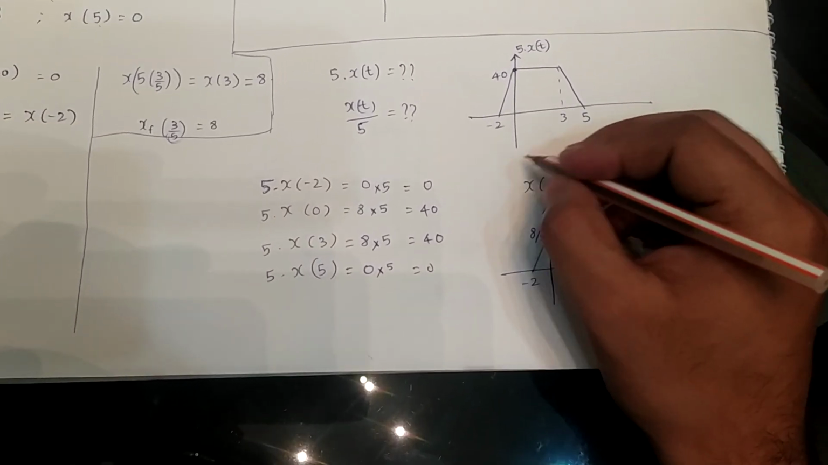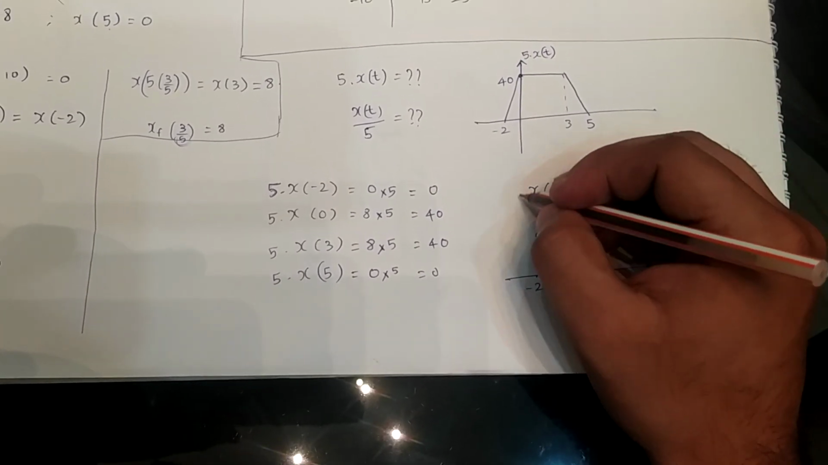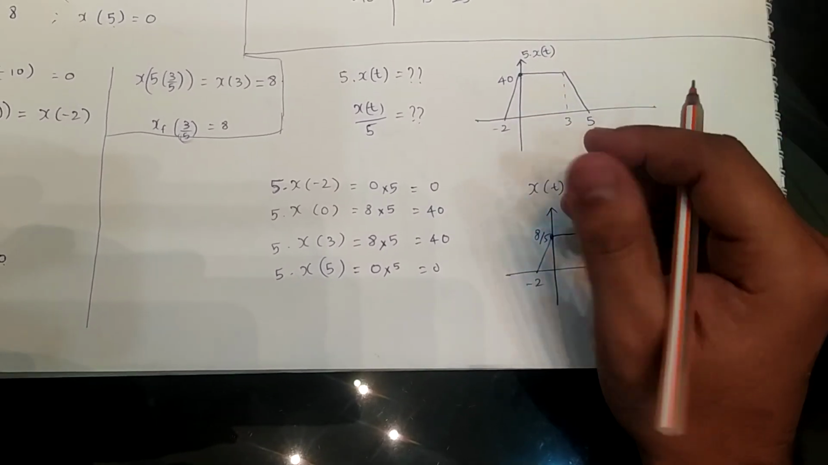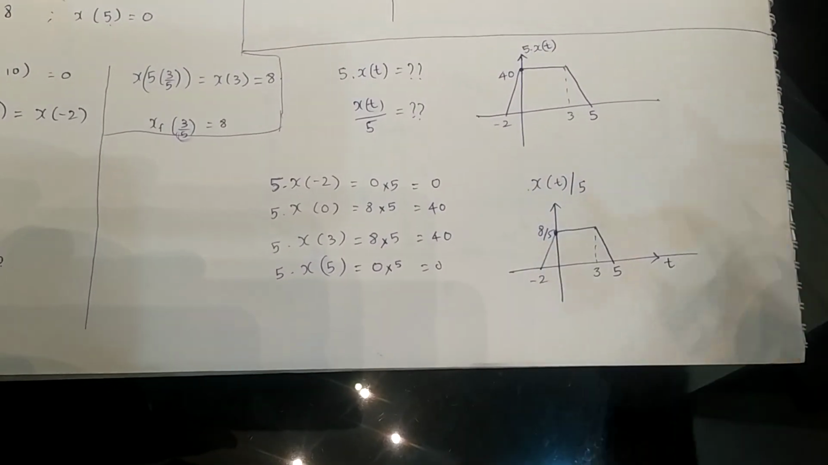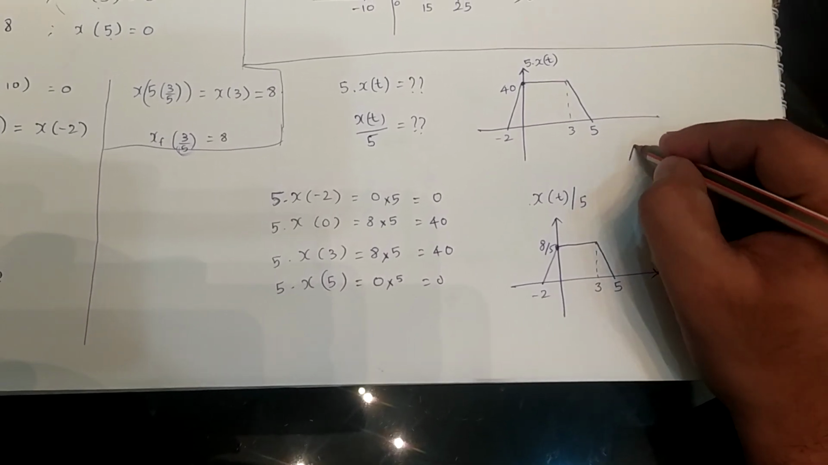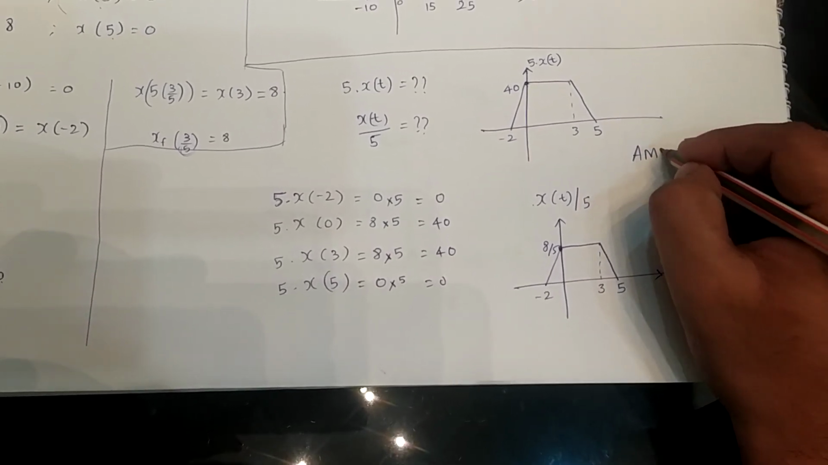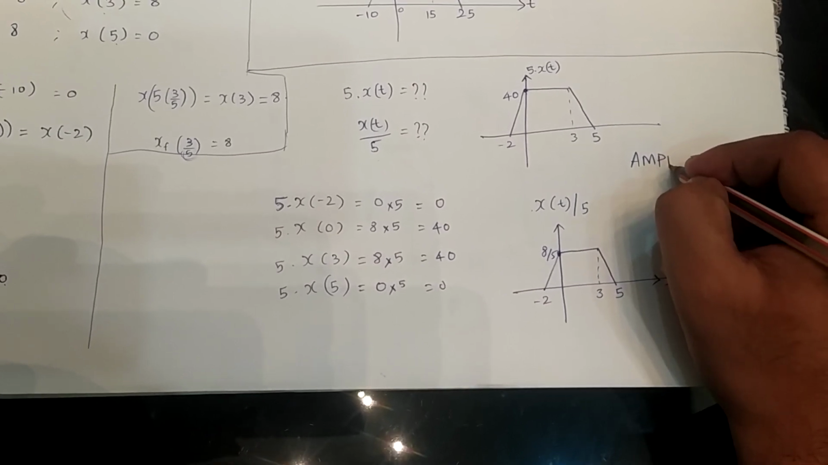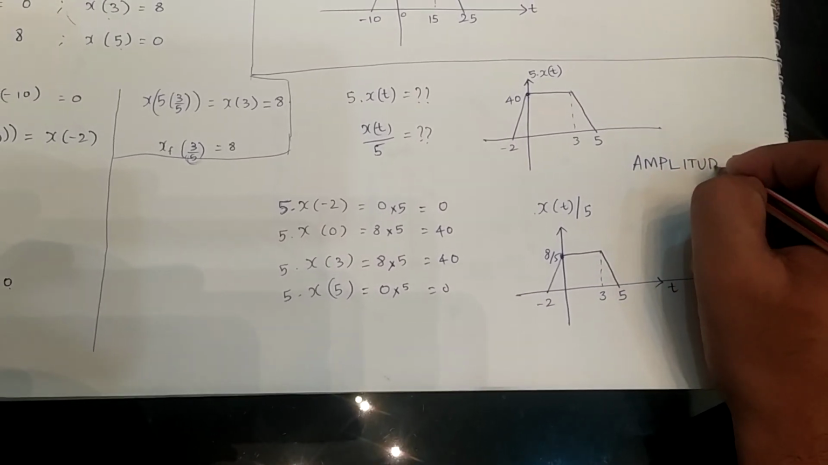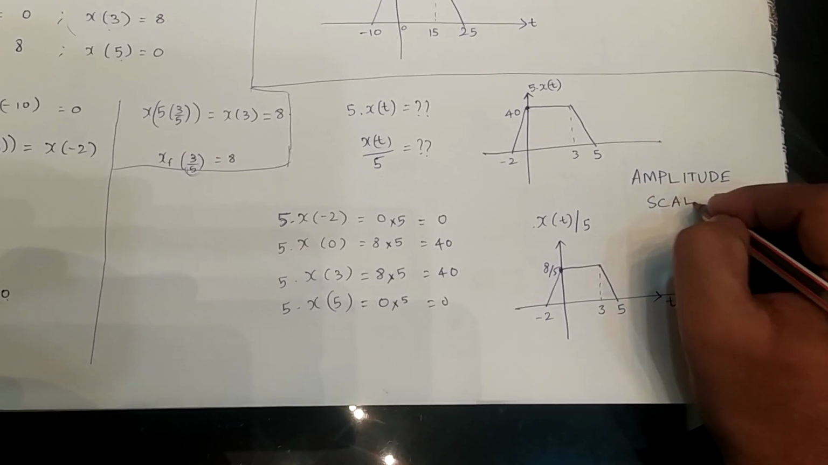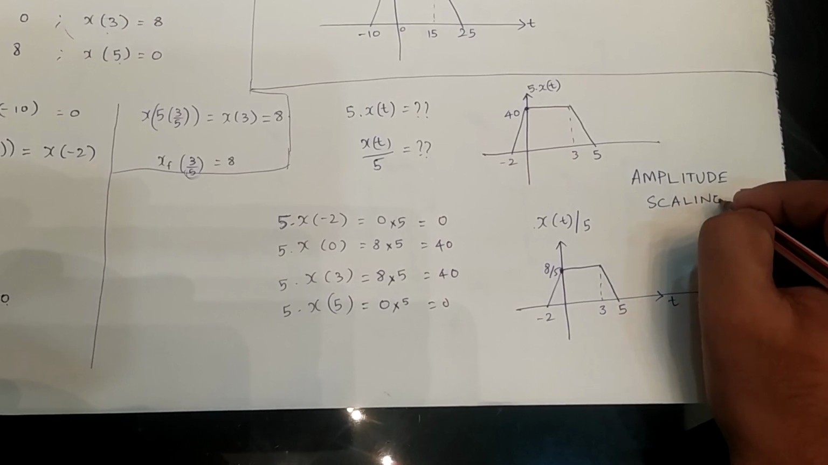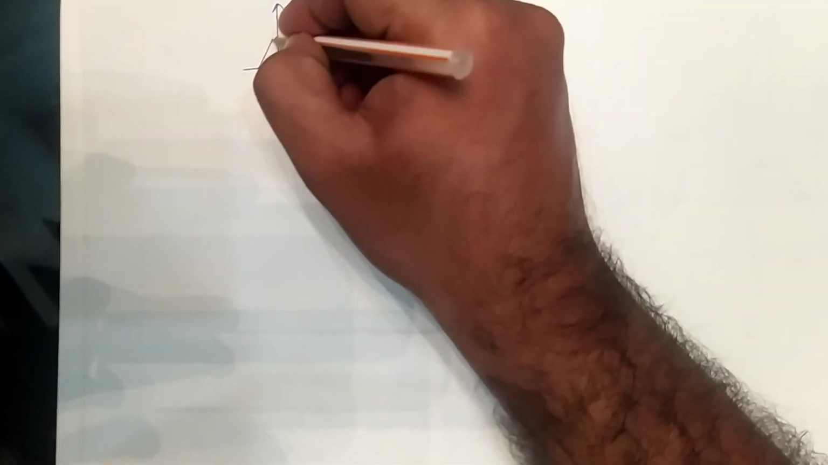So this time I didn't touch my t, I just played around outside my t, that is, with my x. So this process on the whole is called amplitude scaling. We didn't touch the time axis, we just played with the amplitude axis and scaled it. So this is called amplitude scaling. Now let's do some more games with the same graph.